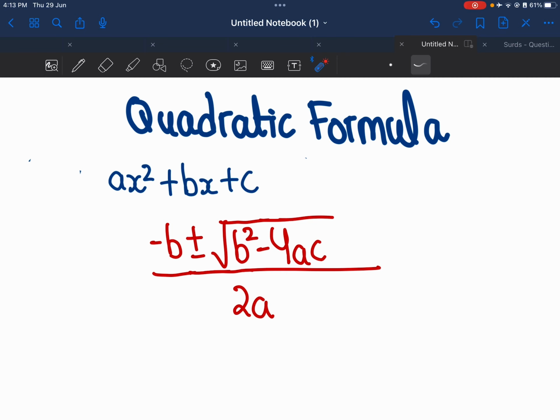Plus minus means that our quadratic equation has two solutions, so you need to do this calculation two times, one with a plus and one with a minus. Everything else remains the same except for the plus and minus sign.